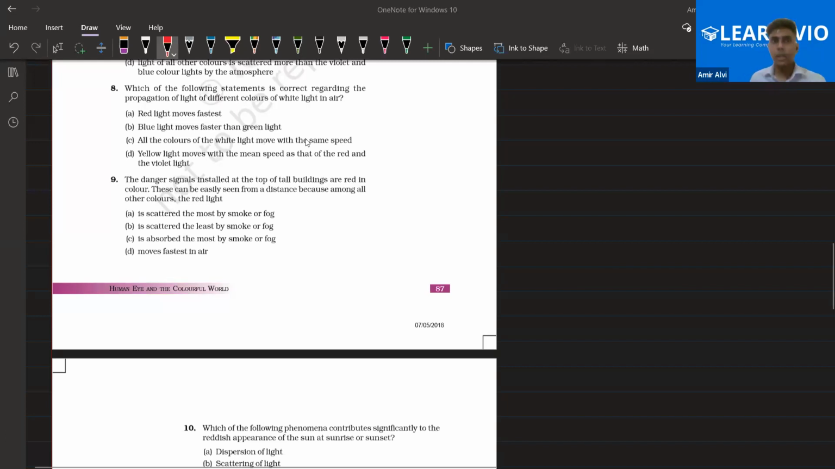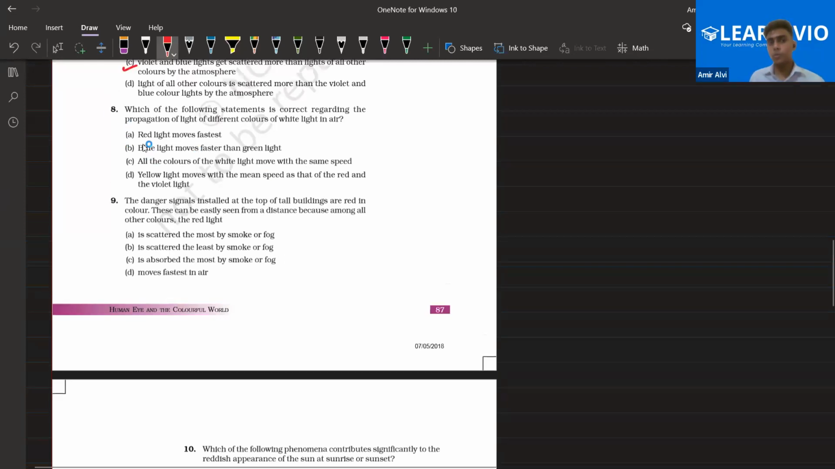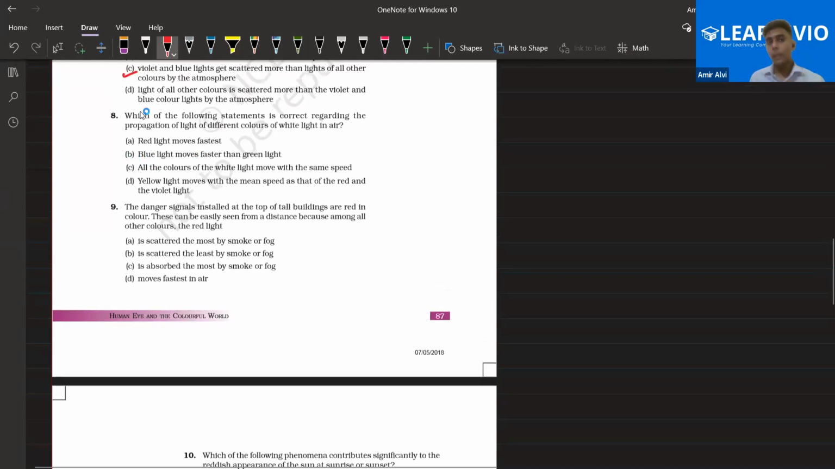Let's understand this. Which of the following? This question is a little bit more conceptual than any other question because the question is saying: which of the following statements is correct regarding the propagation of light of different colors in the air. It means that white light is basically the combination of 7 colors that are called the spectrum, right? So if you combine them, that will become white light. Everyone clear? Aisha, Junaid, yes, sir. Mariam, yes. Abdul, yes.